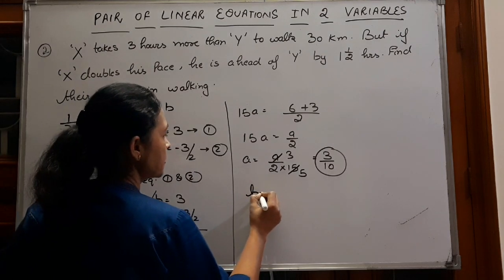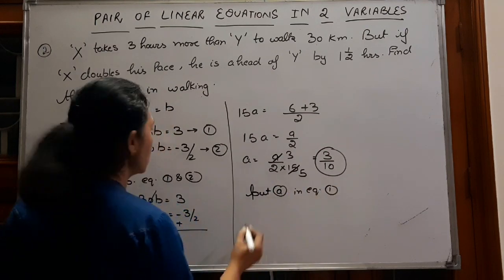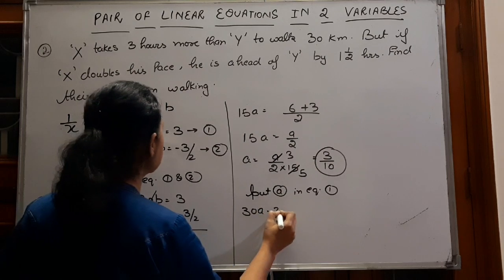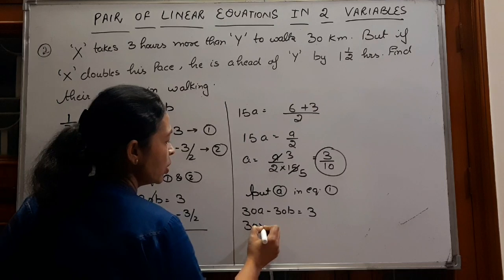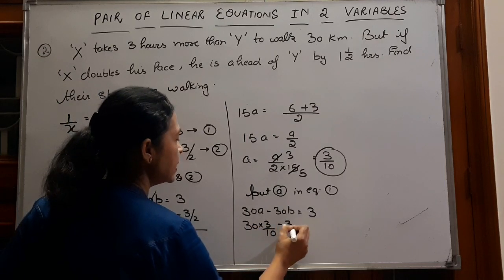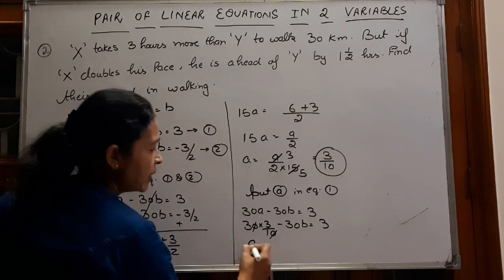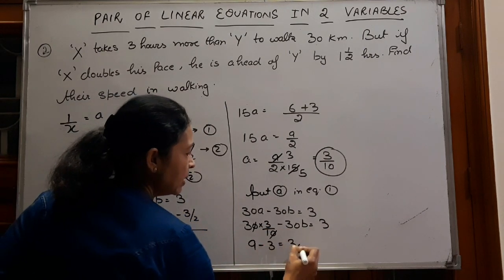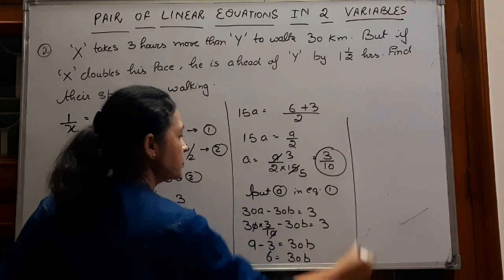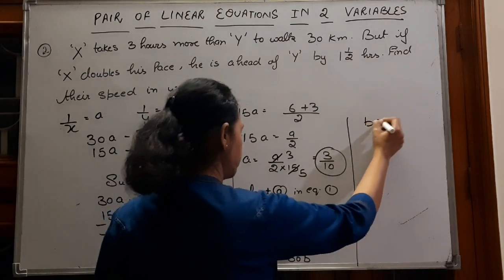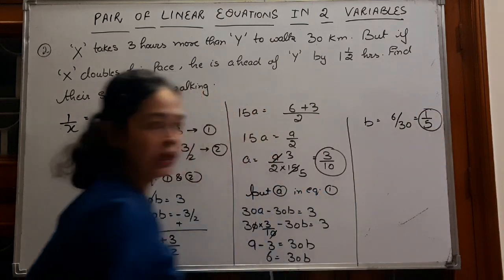Let's put the value of A in equation 1. Equation 1 was 30A minus 30B equals to 3. 30 into 3/10 minus 30B equals to 3. We have 9 minus 3 equals to 30B. 6 equals to 30B. And what is the value of B? 6/30, 1 upon 5. This is the value of B.